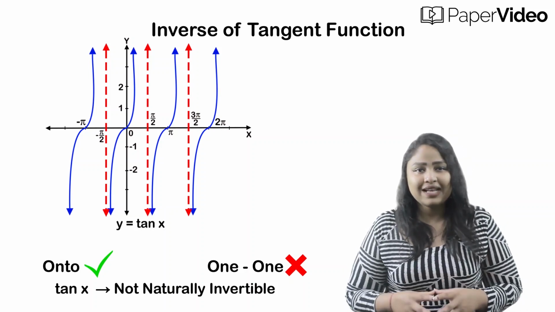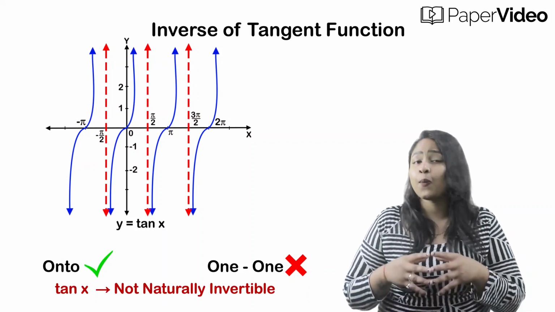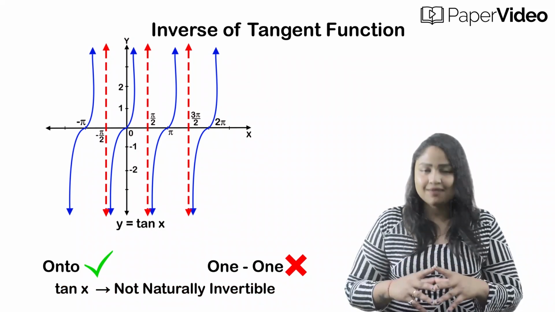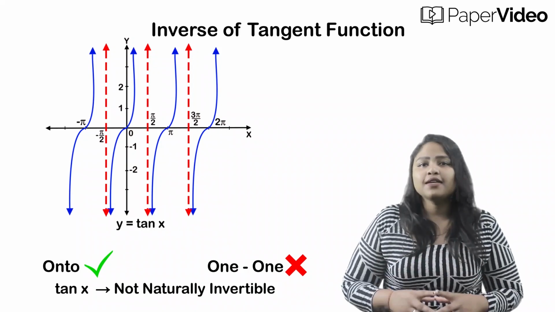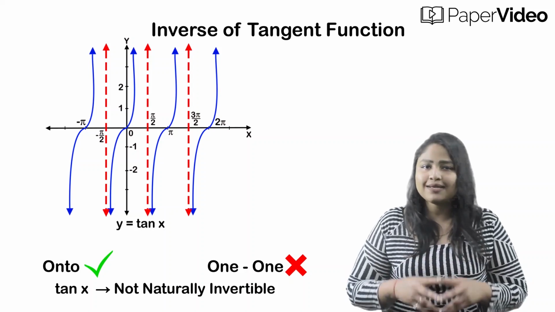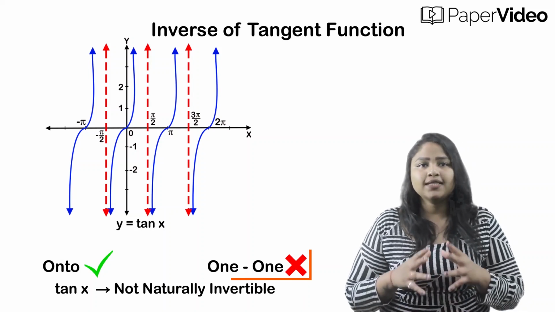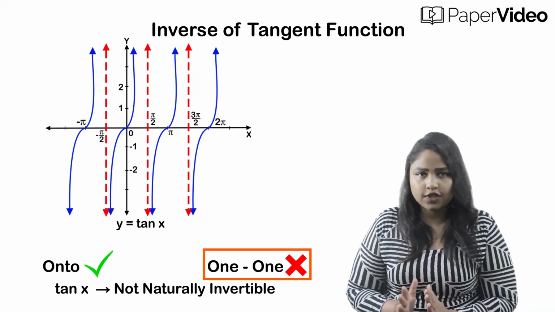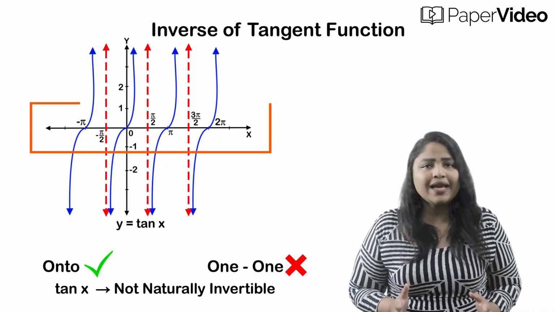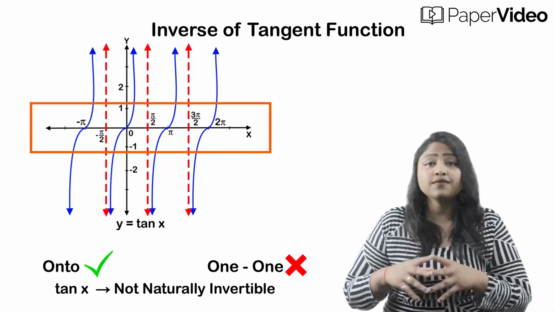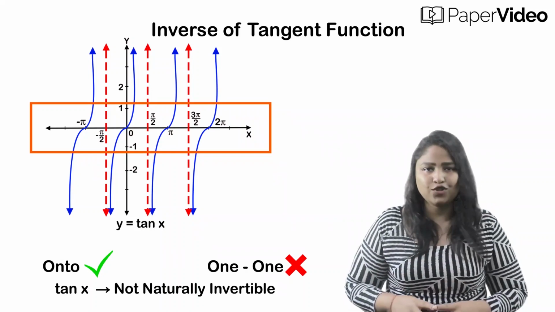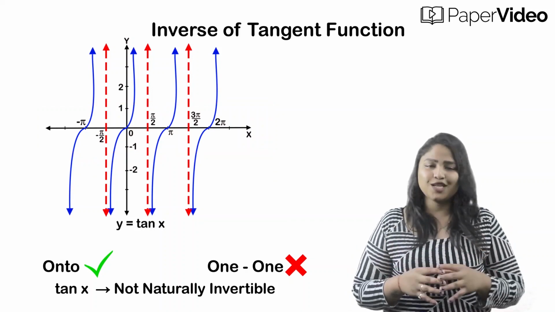So how come we are studying inverse of tangent function when the tangent function is not naturally invertible? Confused? Don't be. There is a method by which we can make tangent function invertible, and this is what we are going to discuss now. As of now, we know that the tangent function is not naturally invertible because it is not a one-one function. So, we can make it invertible by making it a one-one function by restricting its domain, just like we did for sine and cosine functions. Let us understand how we can do this.